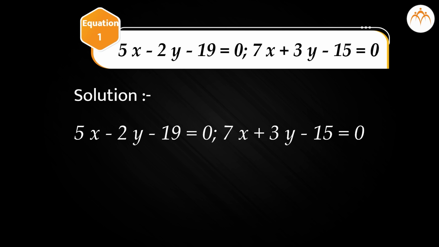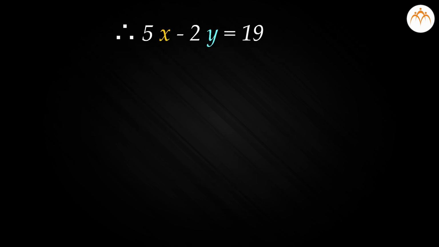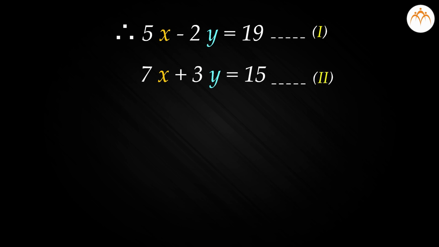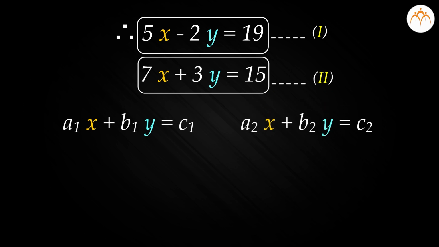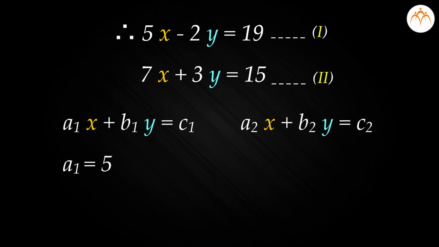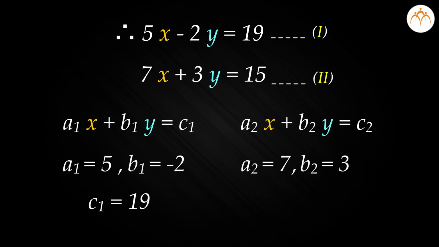First, write the given equations in the standard form ax plus by equal to c. Therefore, 5x minus 2y is equal to 19, equation 1, and 7x plus 3y is equal to 15, equation 2. Comparing equations 1 and 2 with a1x plus b1y equal to c1 and a2x plus b2y equal to c2, we get a1 equal to 5, b1 equal to minus 2, c1 equal to 19 and a2 equal to 7, b2 equal to 3 and c2 equal to 15.